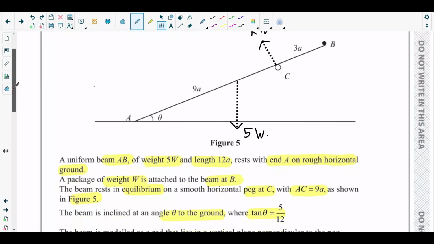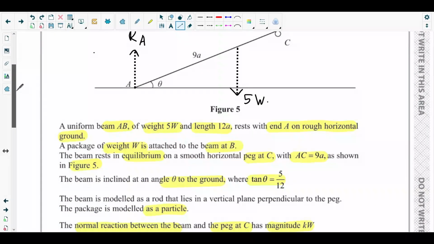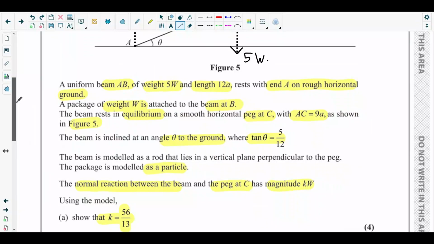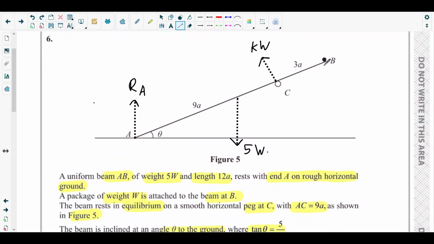Okay, and since the beam is in contact with the ground at the point A, definitely at point A there will be a perpendicular normal contact force acting. So this is the normal reaction at the point A. And we know that there is a package of weight W that has been placed at the point B. So this is the weight of the package, W.